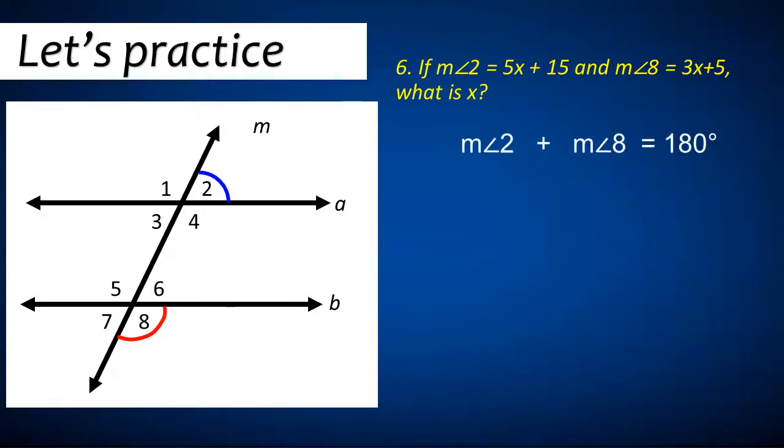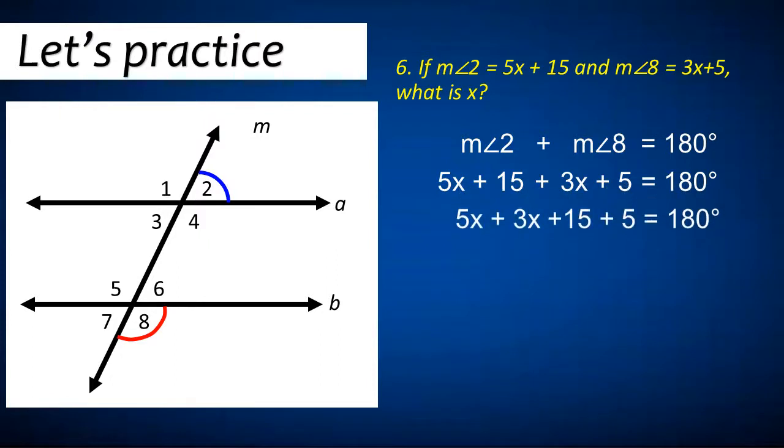Next, by using substitution, ipalit niyo yung kung ano yung measure na given dun sa problem. Sa angle 2 daw ay 5x plus 15, plus, sa angle 8 daw is 3x plus 5 is equal to 180. Next, dito, hindi ko siya idediretsyong combine like terms agad. Pwede ko munang pagtabihin kung nalilito kayo on how to add like terms. Pagtabihin ko muna yung like terms. So, magkatabi na yung dalawang may x or yung may variable, magkatabi yung dalawang constant, tapos yung 180 na dun pa rin sa dulo.